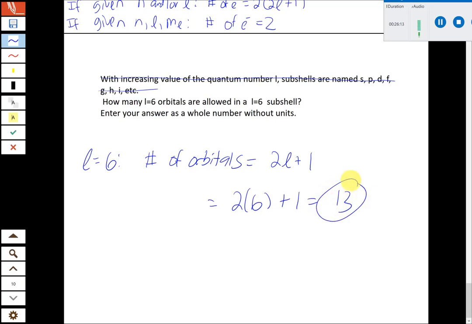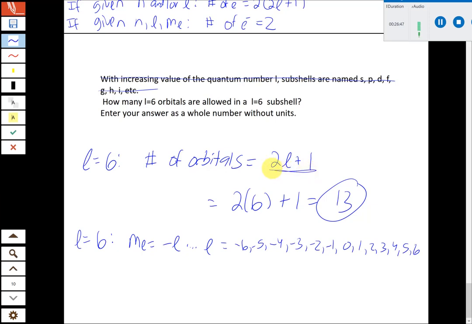Now again, where that number comes from, each orbital is defined by n, L, and m sub L. So you're looking at, for L equals 6, how many m sub L values are there, which again, m sub L goes from negative L to plus L, which would be minus 6, minus 5, minus 4, minus 3, minus 2, minus 1, 0, 1, 2, 3, 4, 5, 6. So there's 13 different values of m sub L, each corresponding to an orbital in that subshell. But if you just remember the 2L plus 1 relationship for number of orbitals in a subshell, that would give you this answer much quicker.